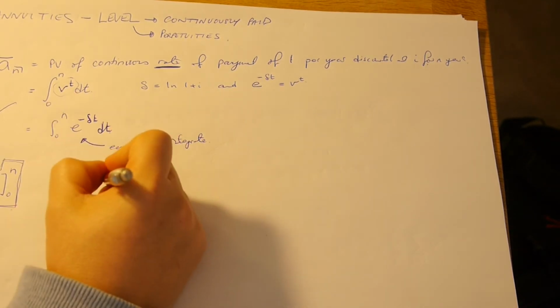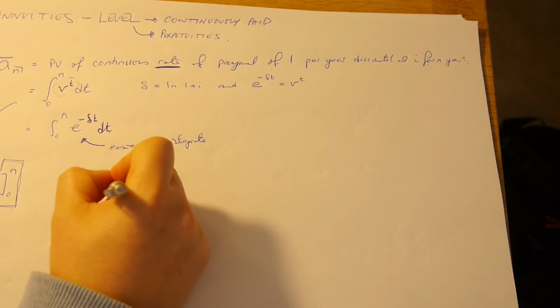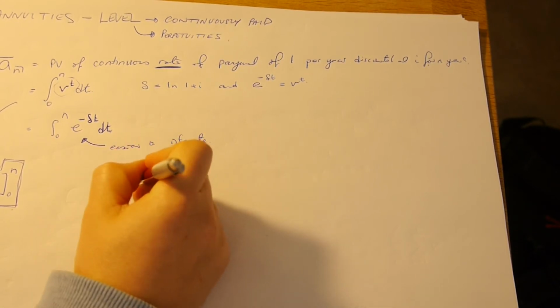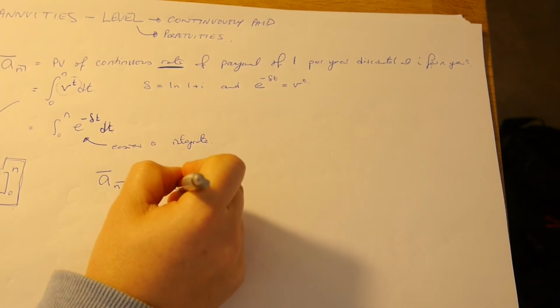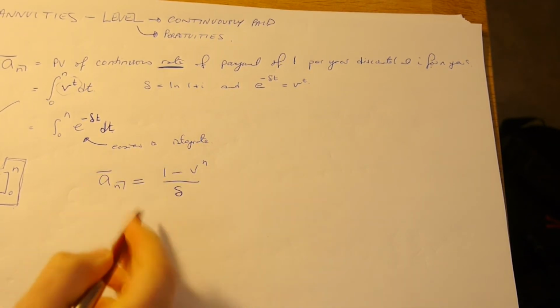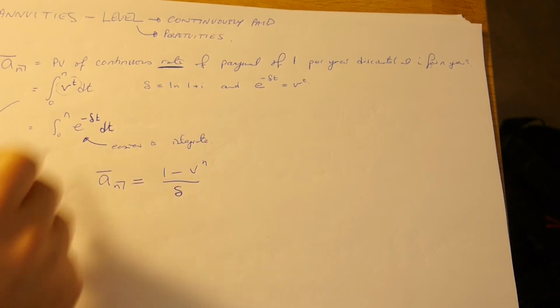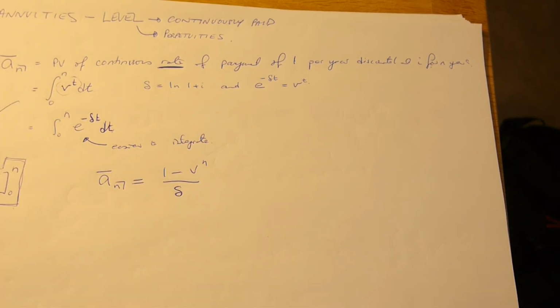Okay, right. Key for us here is ā angle n, for the n years, is 1 minus v to the n over delta, which can be derived from this. We're not going to concentrate on that.